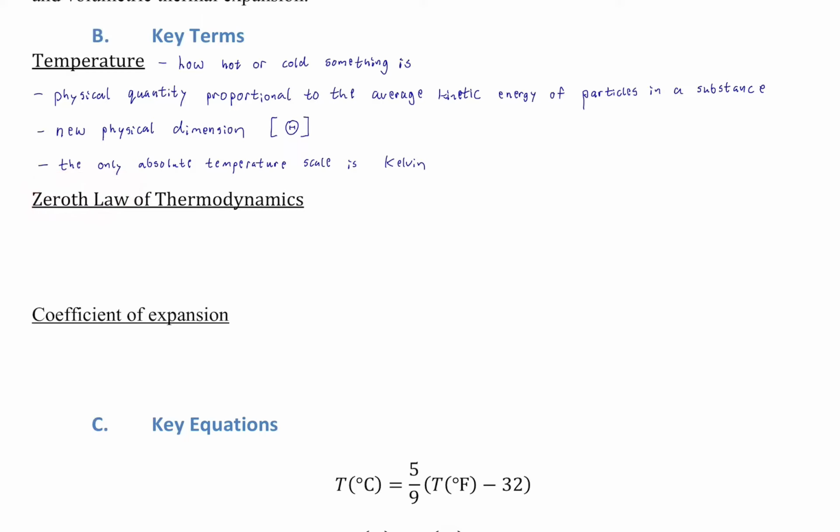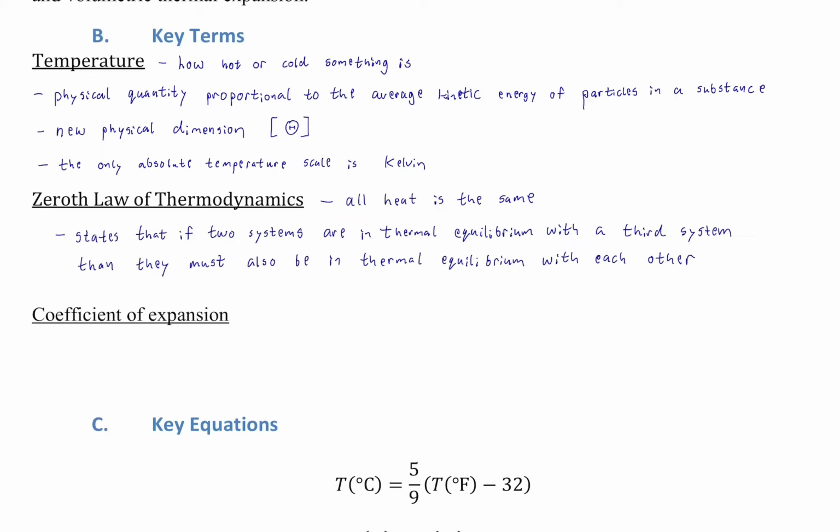It's a pretty simple statement. It basically says that all heat is the same, if we're going to paraphrase it. And what that means in more specific terms is the law states that if two systems are in thermal equilibrium with a third system, then they must also be in thermal equilibrium with each other.